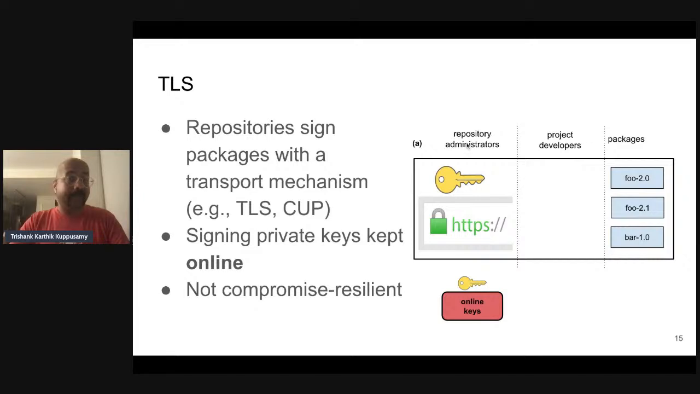Our threat model is someone can break into PyPI itself. So who cares? Now you have an encrypted tunnel directly to attackers who control PyPI. So yes, the server is pypi.org. But do you know who you're talking to on pypi.org? So TLS is not compromise resilient in that sense.